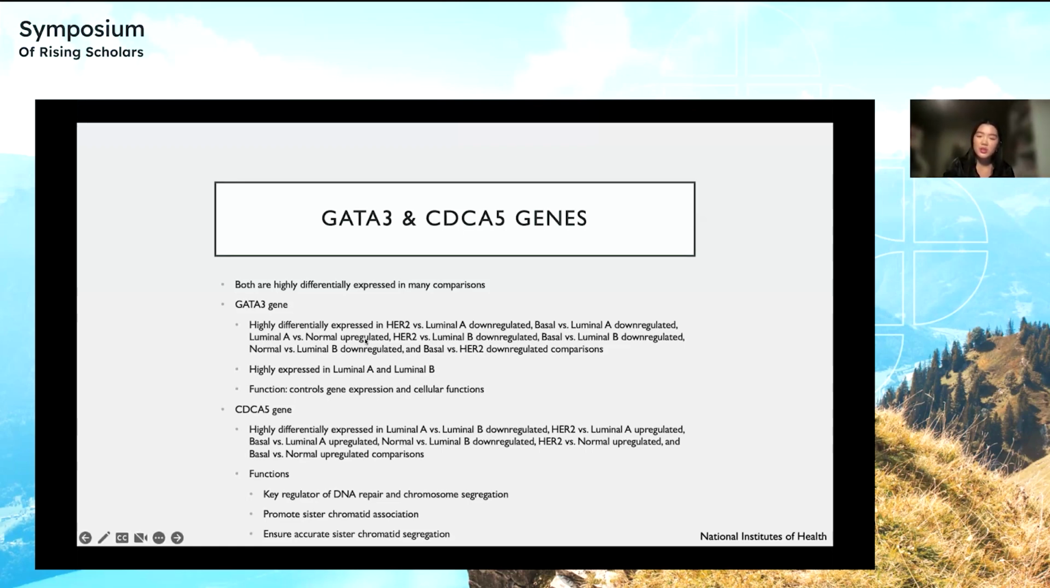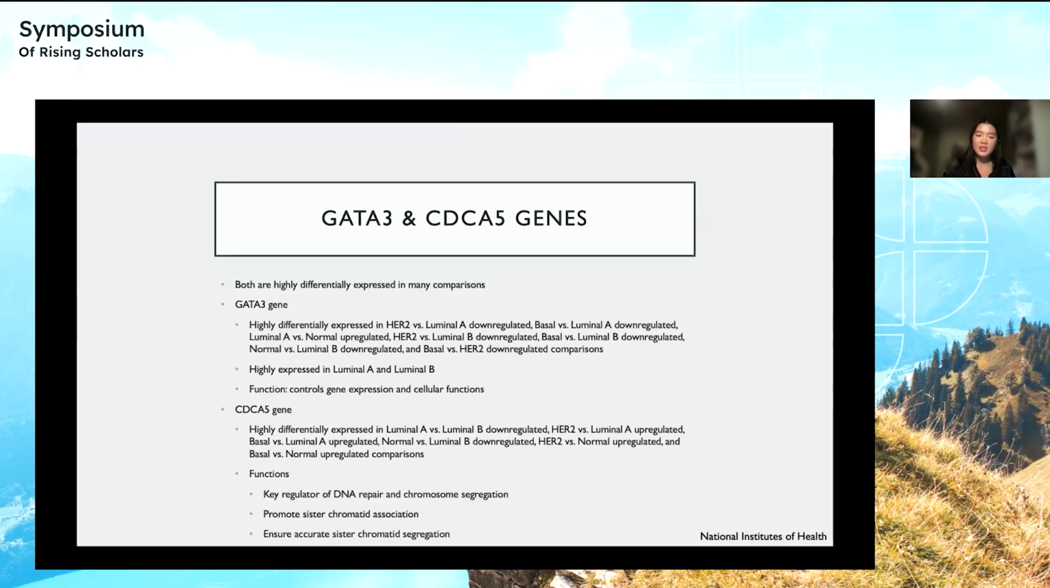But if you look closer at the comparisons I listed, they are most highly expressed in luminal A and luminal B. And so its function is to control gene expression and cellular functions. Since it is most highly expressed in luminal A and luminal B, we can conclude that these two subtypes express this the most, while other subtypes may be lacking expression of this gene, which means they're lacking control for gene expression and cellular functions.